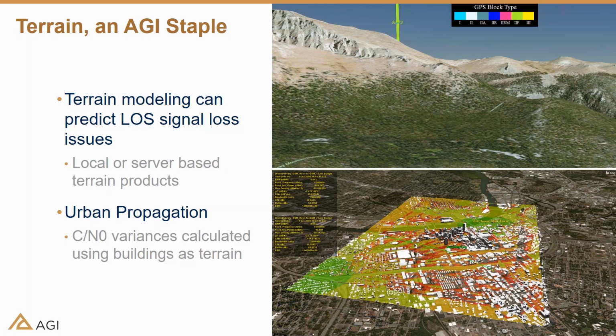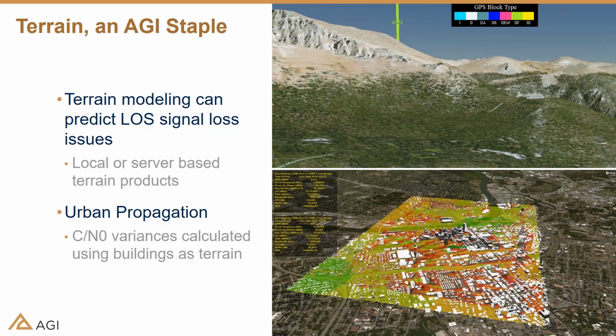So the receiver is expecting this PRN8 in this picture to drop all the way down to 5 degrees, and then it will throw it out of its solution and start looking for more satellites. But it's going to lose it before it hits 5 degrees because of the terrain here. Your receiver can't know about your local terrain, so you have to model terrain to understand what your actual navigation accuracy is going to be. We've got both local and server-based terrain products that'll help you achieve this. The picture in the upper right is terrain from a Cesium system.